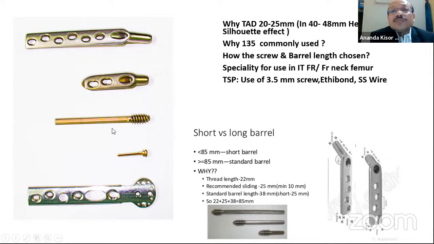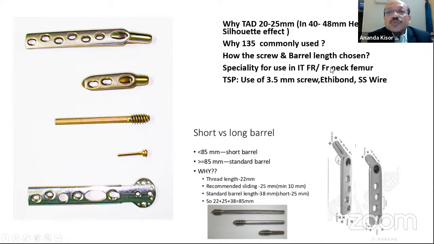Now, why 135 degrees? There is 145-degree, 135-degree, and 125-degree. This is the barrel plate angle, and there are three different types. But why is 135 degrees commonly used? Because if you increase it much more, there is 155 degrees, which is basically the sliding angle, and the placement of that is very difficult. And if you use 130 degrees, that increases the bending. So we keep it in the middle.